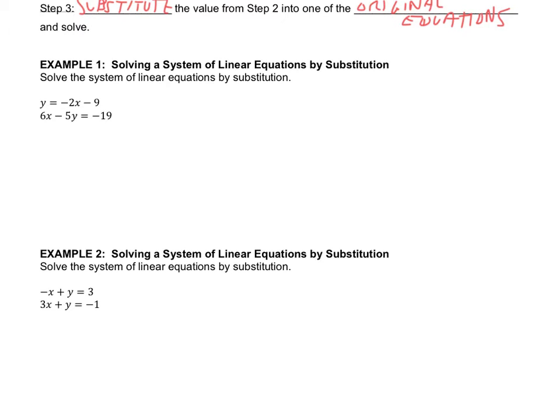So step two talks about plugging in or substituting the expression into the other equation. So basically, because y is equal to negative 2x minus 9, that means that it's the same thing. So because of that, what I can do is take this and plug it into the other equation where I see y's. So what we're going to do is 6x minus 5, and we're going to take away the y and plug in the expression that's equal to y, the negative 2x minus 9, equals 19.